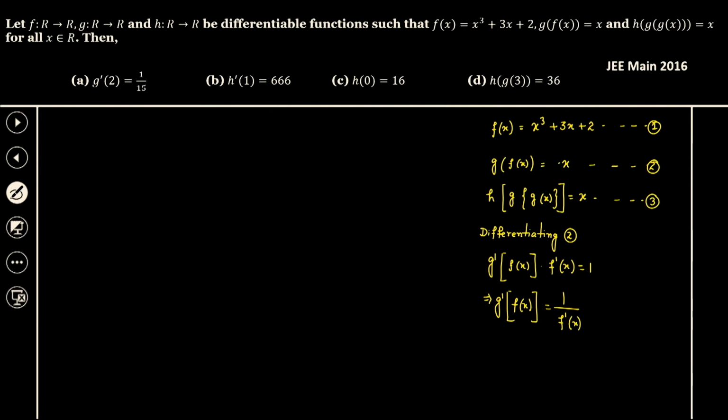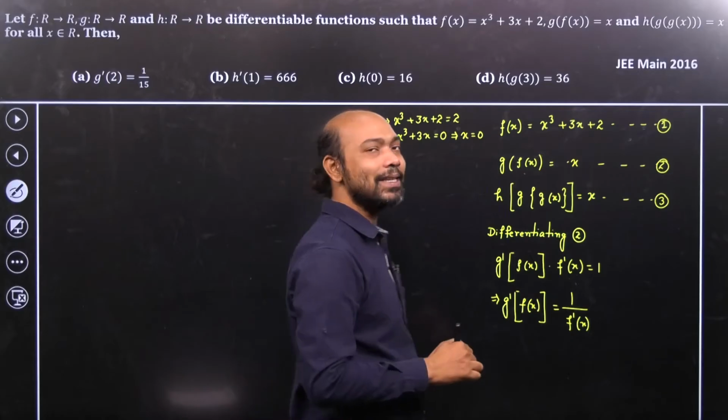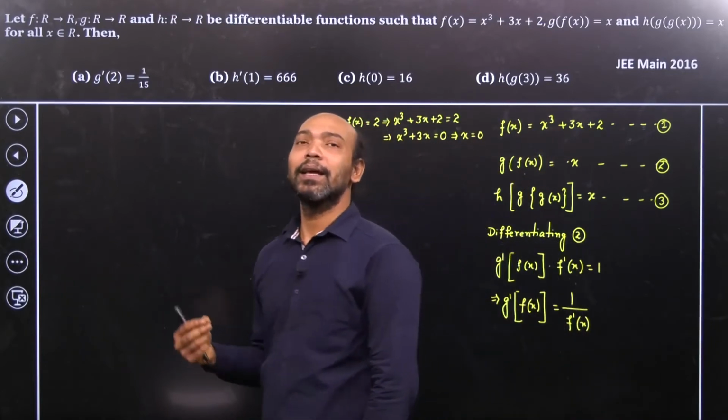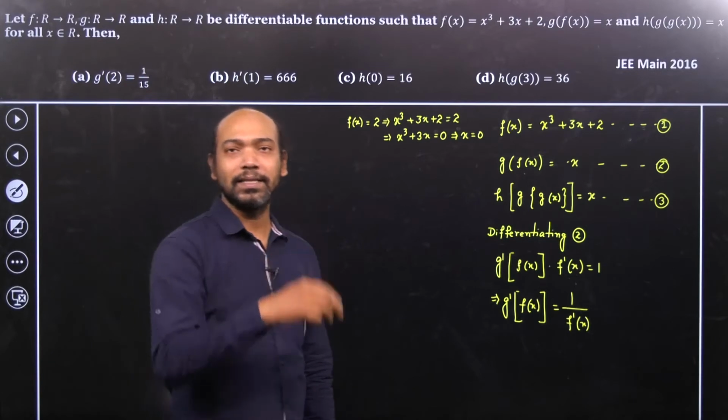Now we are looking for the value of g dash of 2. To calculate g dash of 2, we assume that f(x) equals 2, because if f(x) equals 2, our job is done. So let f(x) equal 2. That implies x cubed plus 3x plus 2 equals 2, so x cubed plus 3x is equal to 0. That implies x is equal to 0. Why? Because the other factor is x squared plus 3, and x squared plus 3 cannot be 0 because that's imaginary. We don't consider the imaginary part.